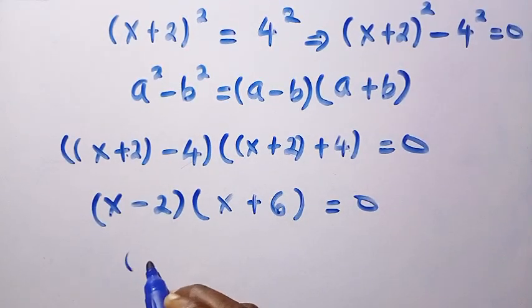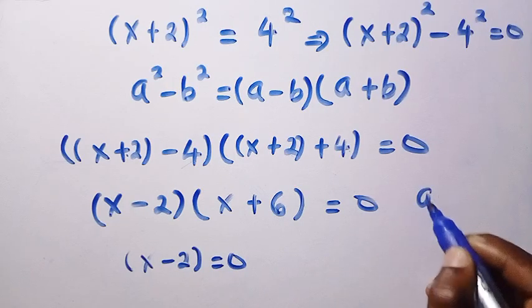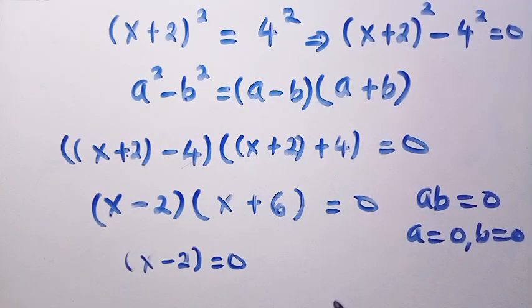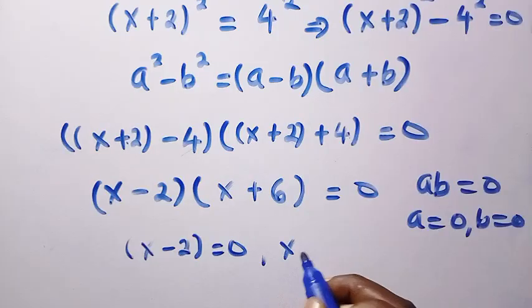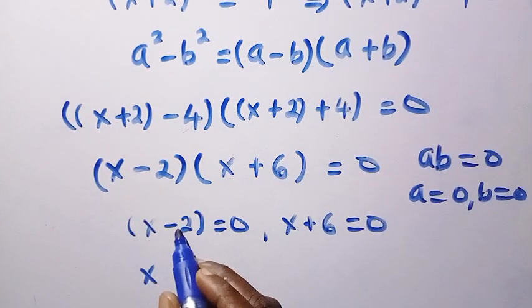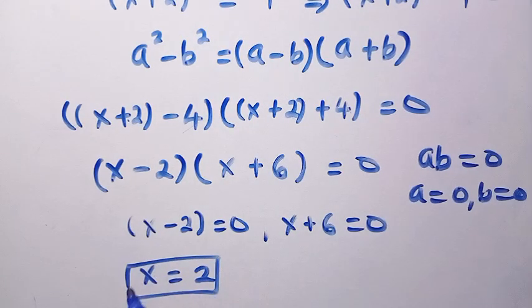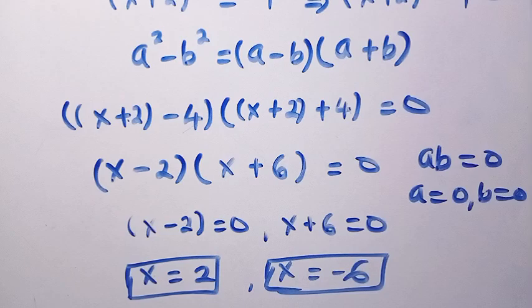By this, we can see that x - 2 will equal 0, by the rule: if AB equals 0, then A equals 0 or B equals 0. Therefore we have x + 6 = 0. So let's transfer -2 to the other side. We have x = 2, that is the first solution, and also x = -6, that is the second solution. So we have the same answer, 3 different methods.